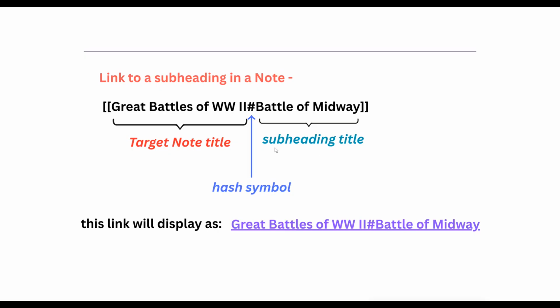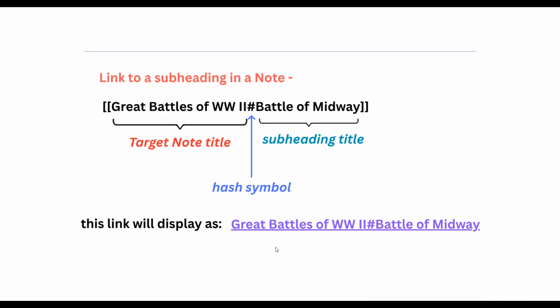Now please note that when you link to a subheading, you always put one single hash symbol between the note title and the subheading title, regardless of how many hash symbols are in the subheading in the note. Even if it's a heading 4 or a heading 6 that has 4 hash symbols or 6 hash symbols, you still only put one single hash symbol in the link. The hash symbol simply signals to Obsidian that I'm linking to a subheading here.